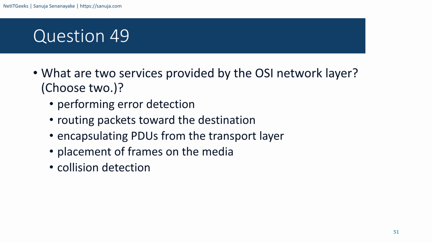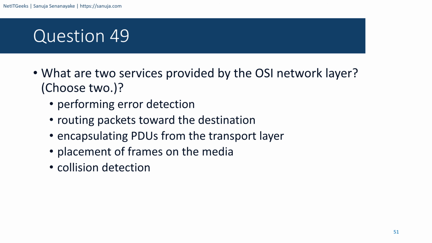Question number 49. What are two services provided by the OSI network layer? Remember the OSI layered model that I went over in my previous lectures, previous questions, as well as my lecture series on CCNA 1 on my YouTube channel. So if you recall your OSI network layer, what are the two services it provides? Possible answers include performing error detection, routing packets toward the destination, encapsulating PDUs from the transport layer, placement of frames on the media, collision detection.